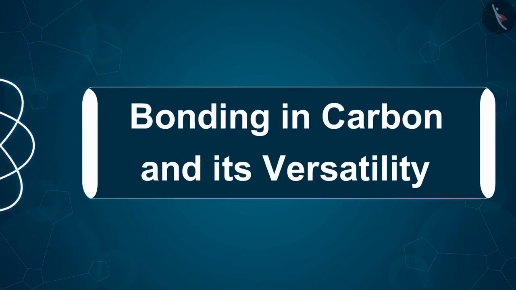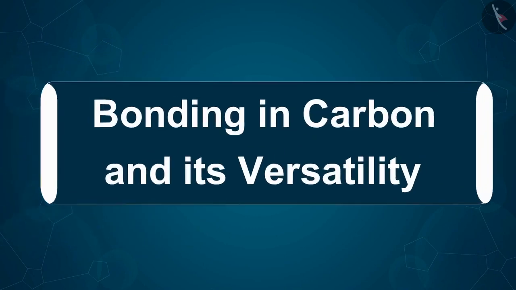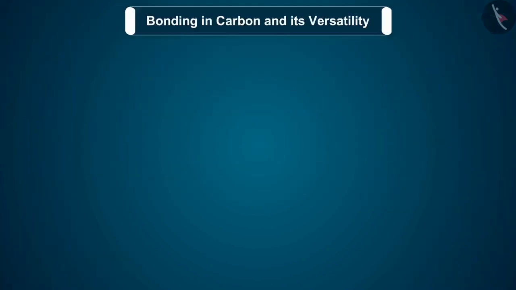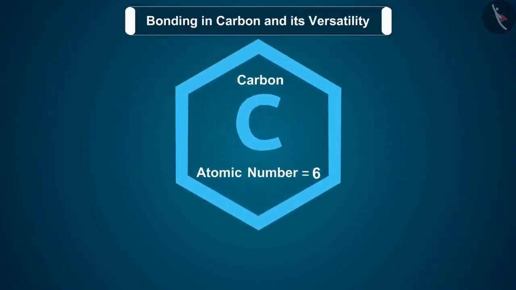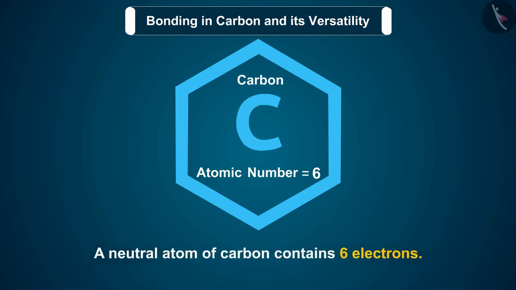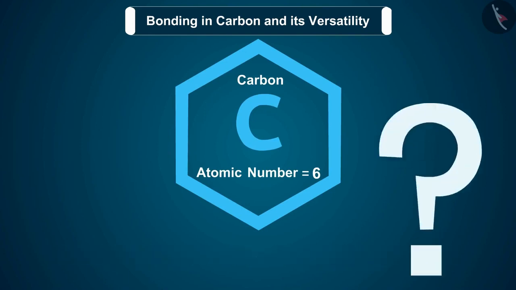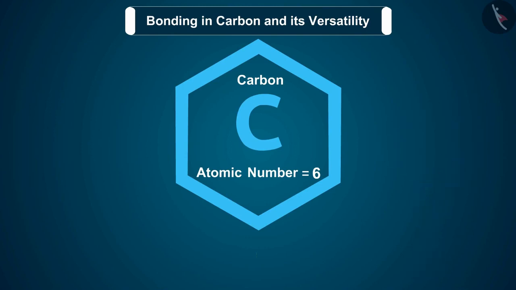So friends, before we move ahead with our discussion, we should know that the atomic number of carbon is 6, which means that a neutral atom of carbon contains 6 electrons. How will the distribution of electrons in different orbitals of carbon occur? But friends, why are we studying about the electronic configuration? We are studying its electronic configuration so that we can understand the type of bonding in carbon.